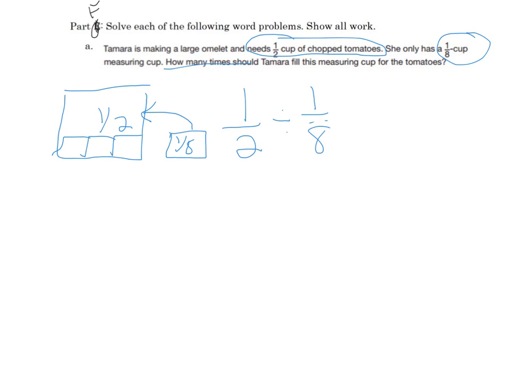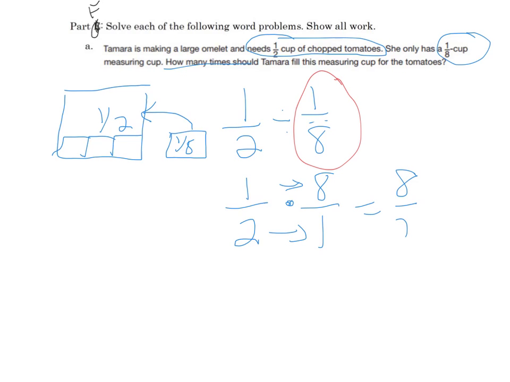Okay, so let's think about this. Once again, we're dividing, so we want to change this to a multiplication problem. So I have a half times 8/1, because remember, we take the reciprocal of the divisor. Then we can multiply straight across. 1 times 8 is 8. 2 times 1 is 2. Then 8 divided by 2 would give me 4. So I would have to do 4 1/8 cups to make an actual half cup.